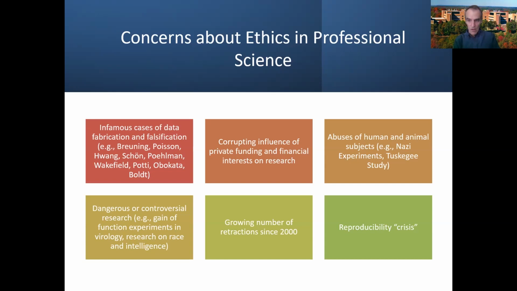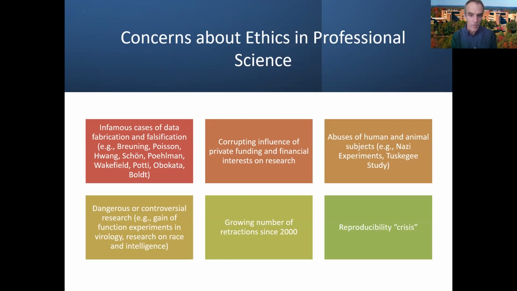And we see that with a close connection between pharmaceutical companies, biotech companies, software companies, all kinds of companies investing in research, and then them having an interest in biasing it in a certain direction. There have been abuses of human and animal subjects. Some of these are historical examples like the Nazi experiments or the Tuskegee study, but there are also more recent things that have come up that are of a concern.